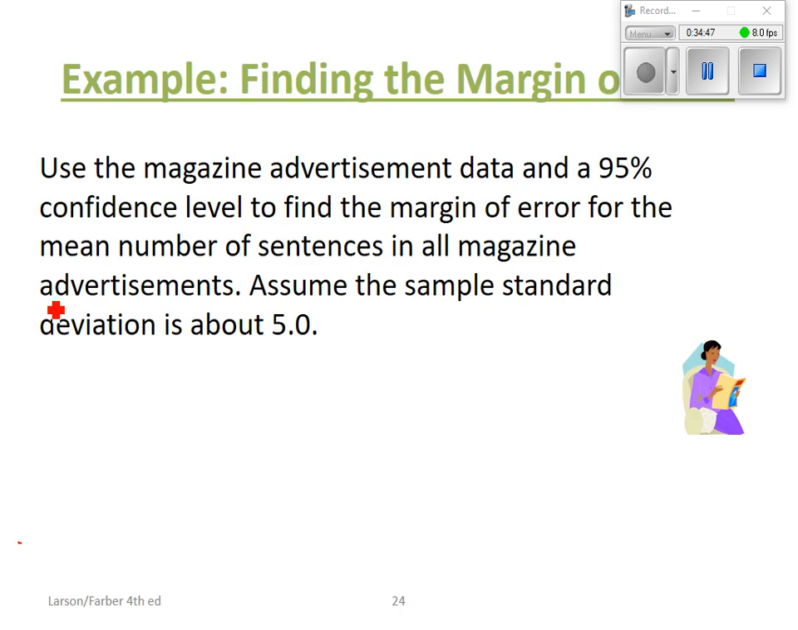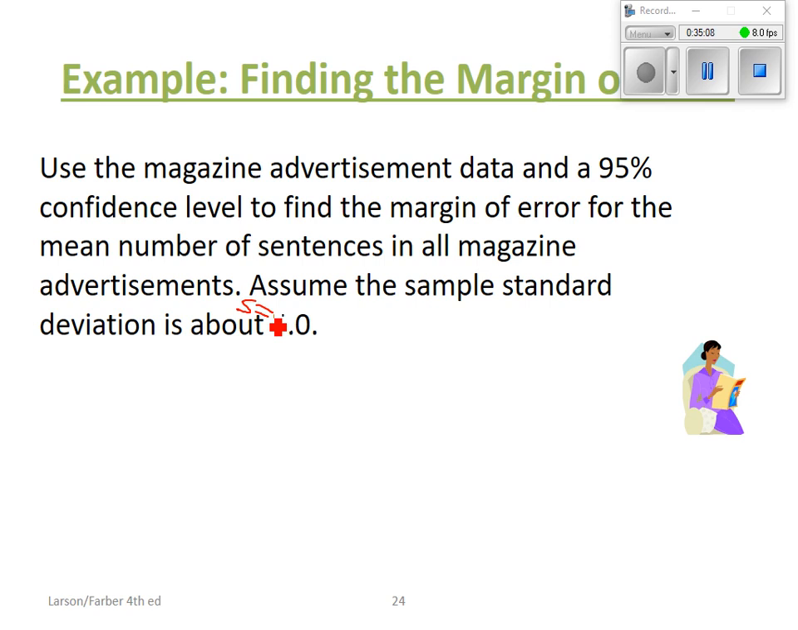So the magazine advertisement data that we did, we want to do a 95% confidence level. Have out your paper there so you can tell me what the Z C is for that in a second. Is it the little chart? Yep. Assume that the standard deviation, the S, is 5.0.